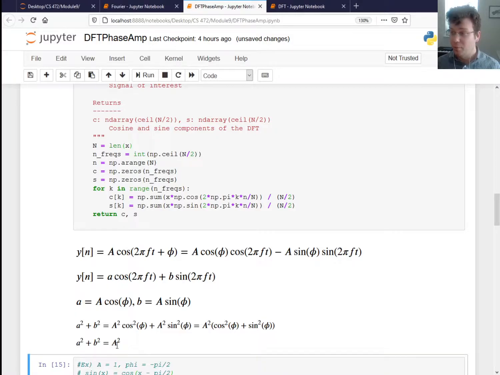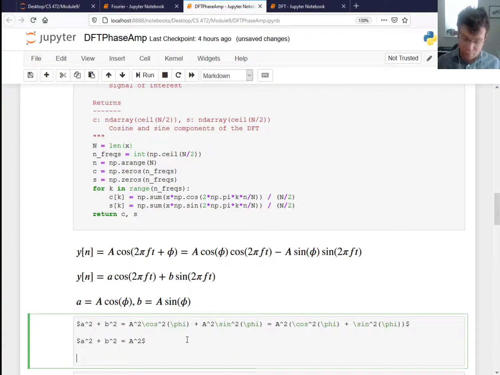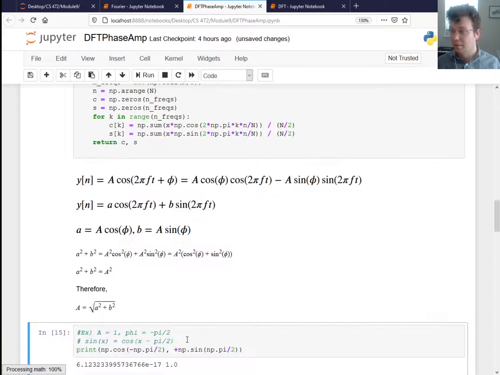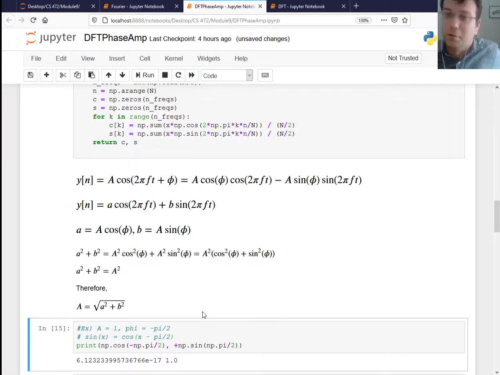Cool. So actually what we can say is that if you do the probe with a cosine and you do the probe with a sine, you get these numbers a and b. You can actually determine the amplitude by saying big A is equal to the square root of a squared plus b squared. Okay, so that's how you get the amplitude. You probe it with the cosine, you get this number a. You probe it with the pure sine, you get this number b. The amplitude is the square root of the sum of the two squared.